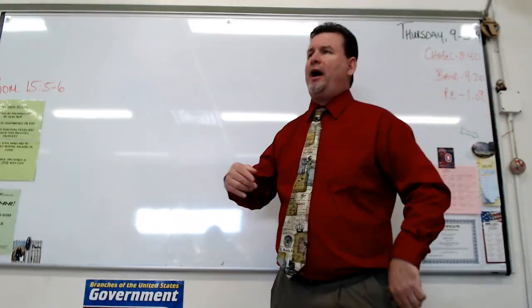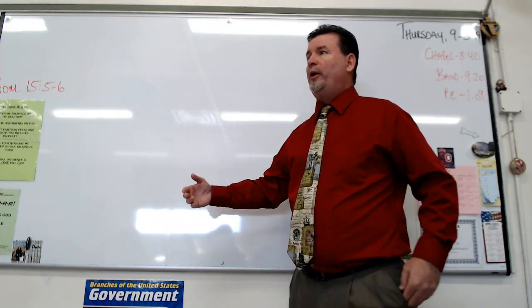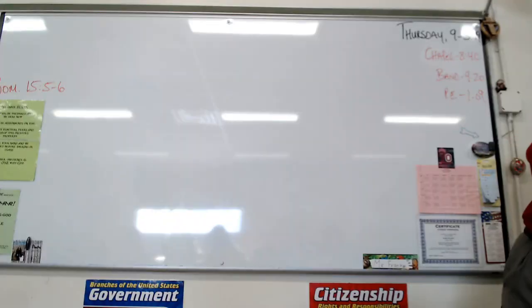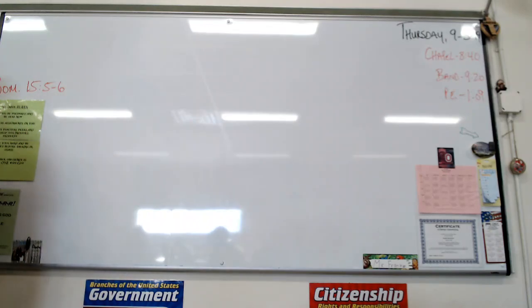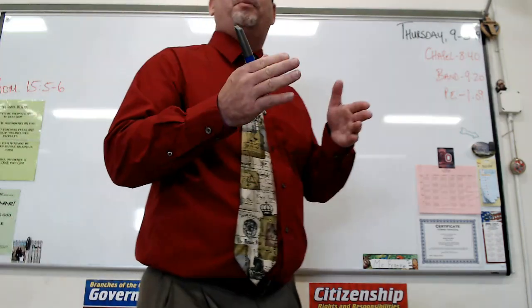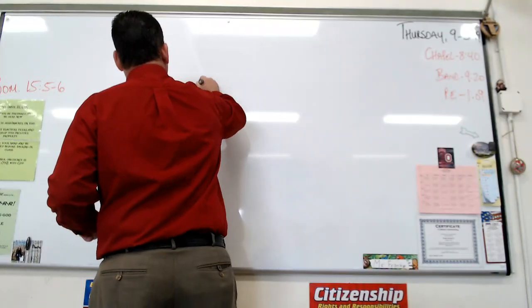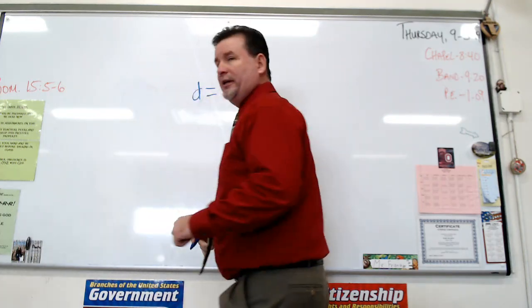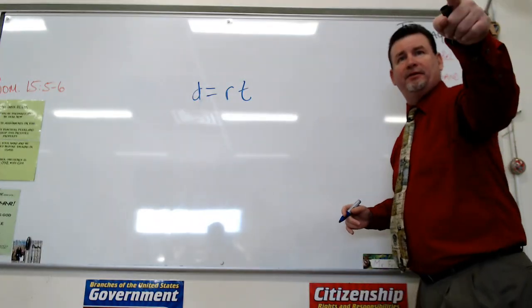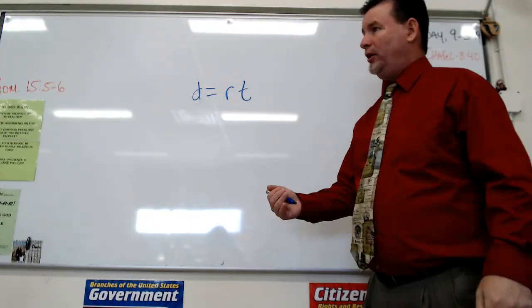And then we said, how many miles would it go after 2 hours? And we replaced the 1 with the 2. Who remembers what the formula for speed is? Lauren. D equals RT. Now we got to know what D means. What's D? And what's R? And what's T?